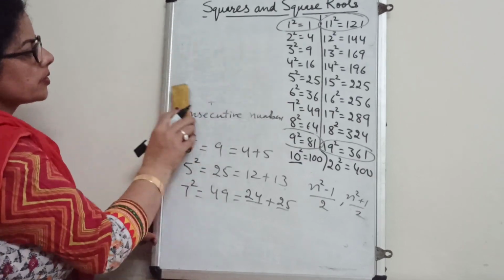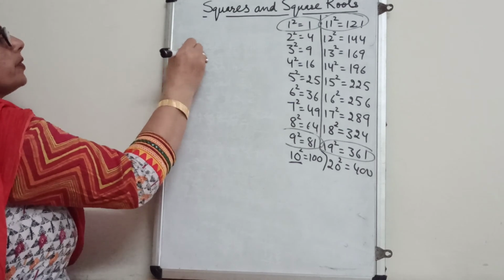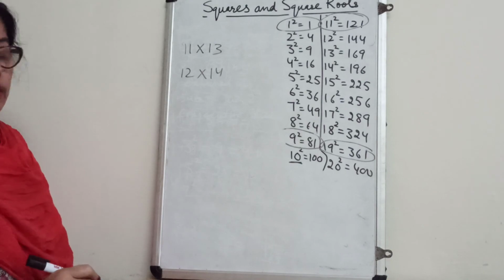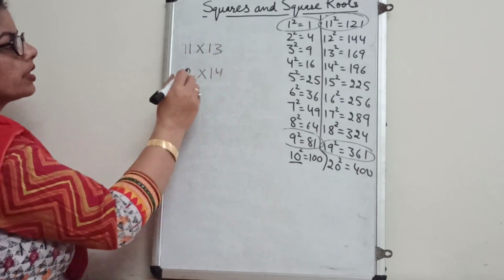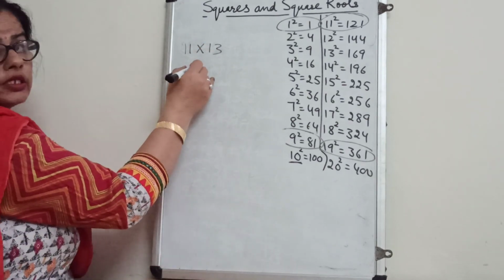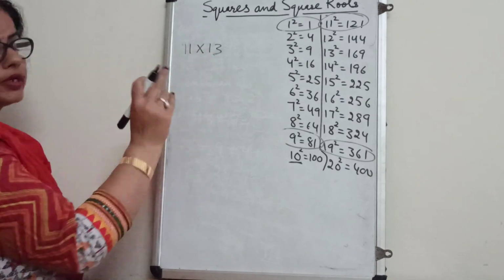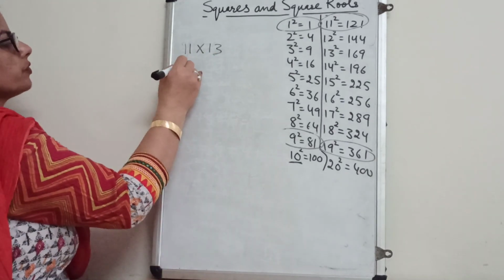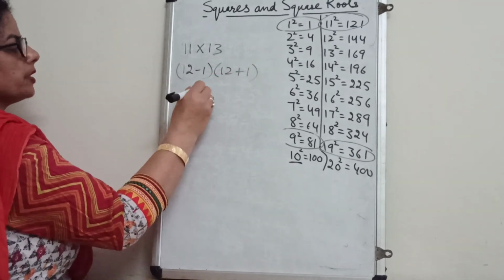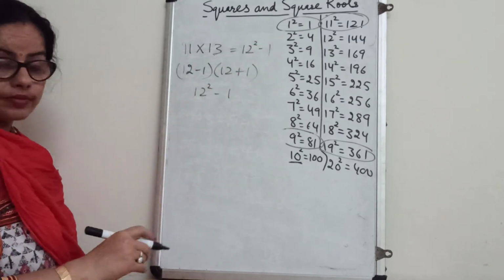Now the last property is, if we want to find the product of two even or two odd numbers, then how can we write this? First take this one. 11 means 10 plus 1. See which number is nearest to both, that is 12. 12 minus 1, 12 plus 1. (a minus b)(a plus b) is a square minus b square. Or you can write 12 square minus 1.